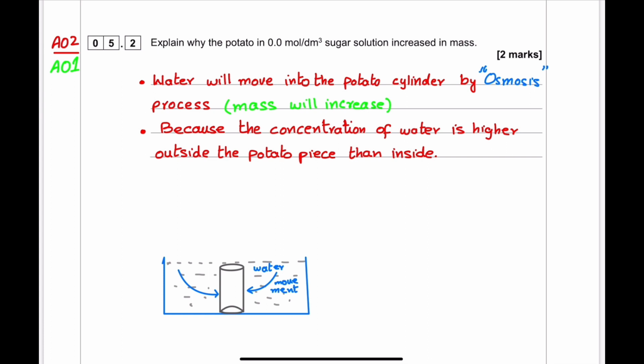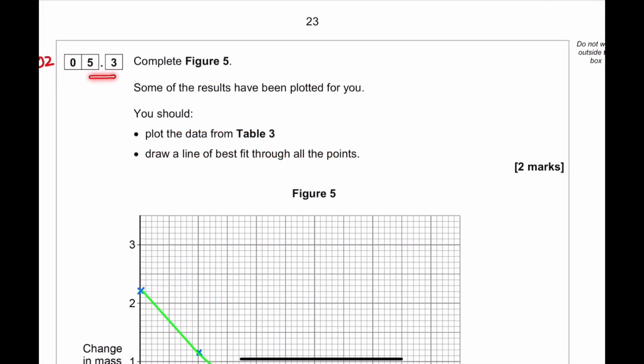So the model answer is: water will move into the potato cylinder by the osmosis process. As a result, the mass will increase, because the concentration of water is higher outside the potato piece than inside the potato piece. 5.3 is an AO2 question. The student needs to apply the knowledge, and this question is from the process of osmosis.